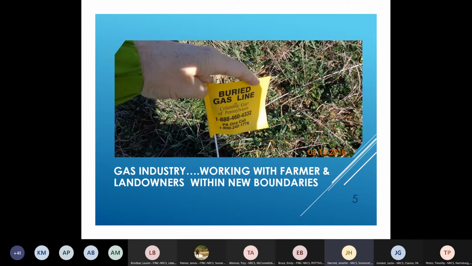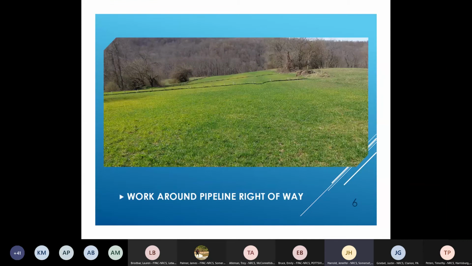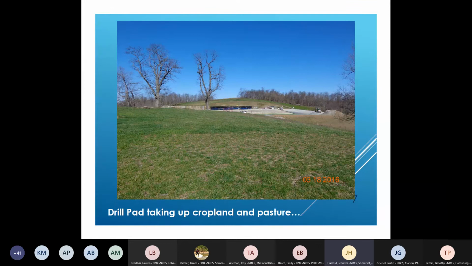Also, whenever you are working with a landowner, the gas industry is probably the most concentrated in Washington County, and there's a lot of things to work around. These gas lines and drill pads have taken a lot of good quality crop ground, and they've made it difficult for the farmers to farm and plan things, because you're limited by right-of-ways you have to work around. Here's a drill pad. I had done an I&E on this farm, and this would have been a perfect spot for a nice roofed heavy use area, or a heavy use area stacking area combo.